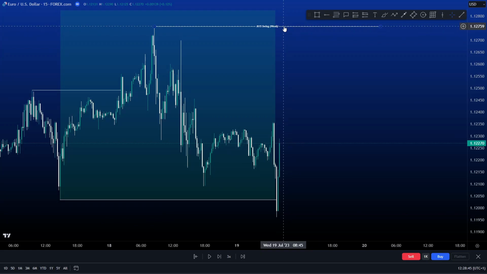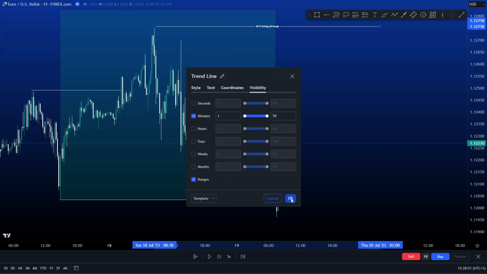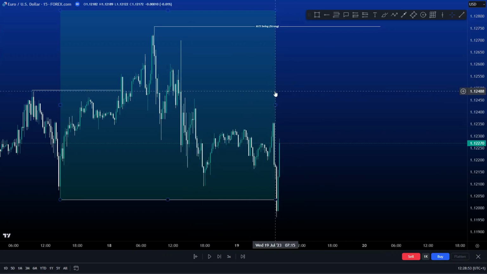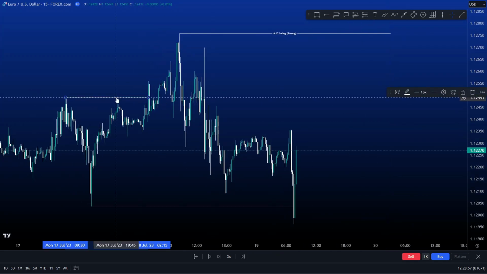Swing structure has changed to bearish. So what does this become? This becomes our strong high. So let's review, take this away.